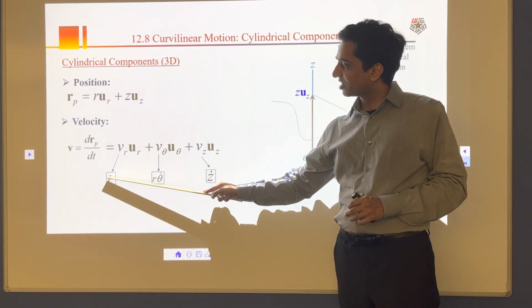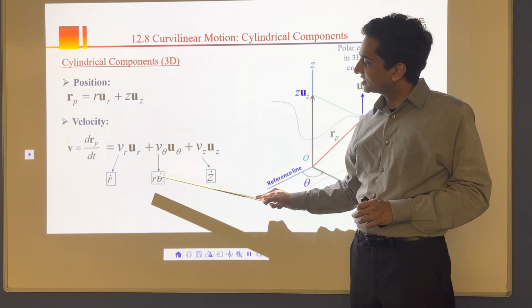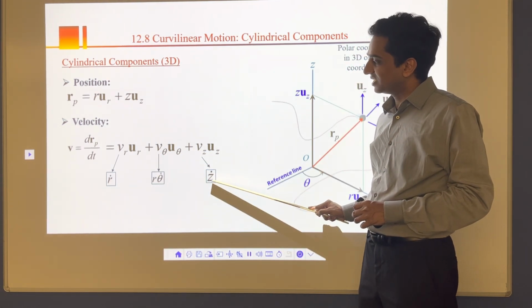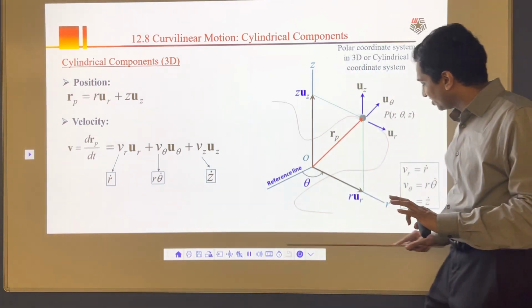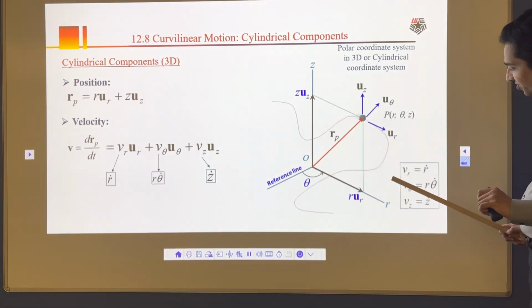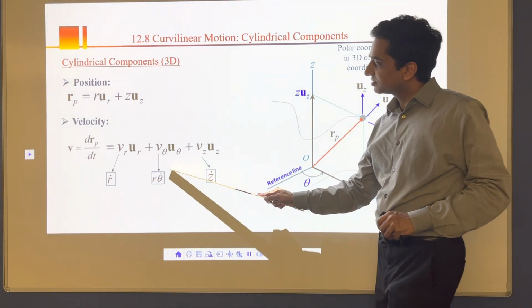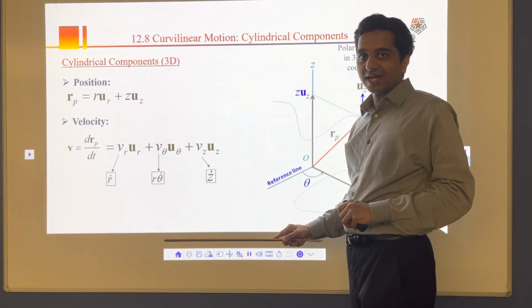Vr is given as r dot, V theta is given as r theta dot, and Vz is given as simply z dot. These are important definitions. Again, don't worry much about mathematics here, just understand these definitions. Vr is equal to r dot, V theta is equal to r theta dot, Vz is equal to z dot. So this theta dot is nothing but angular velocity.